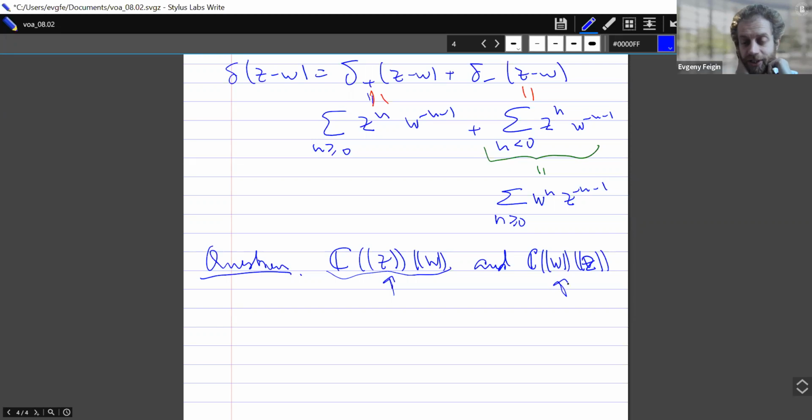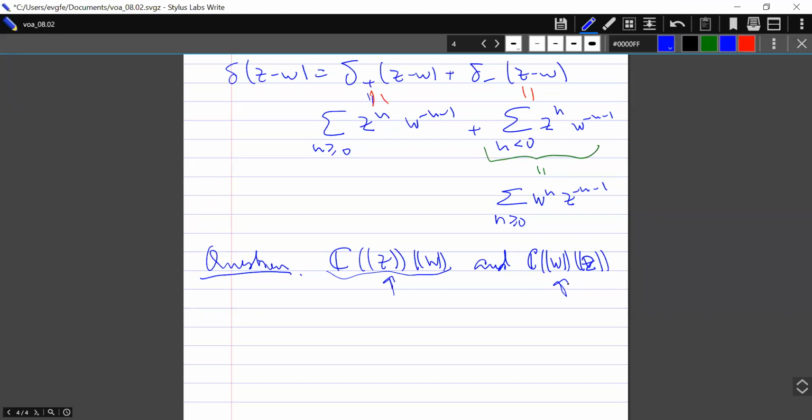Exactly. So the first thing is you take Laurent polynomials in W and the coefficients being Laurent polynomials in Z. And the second ring is the ring of Laurent polynomials in Z with coefficients being Laurent polynomials in W. So what about the difference?